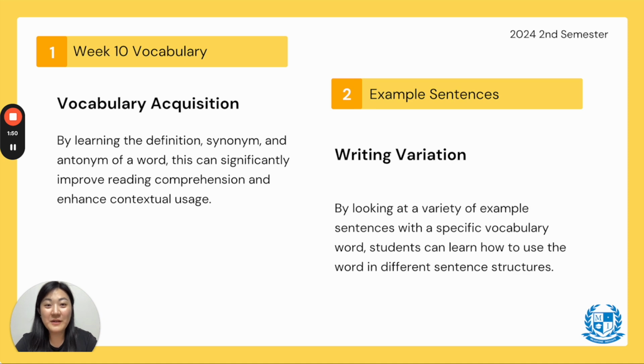Next, we're going over extra example sentences, and this is to help with your writing variation. By looking at a variety of example sentences with one specific vocabulary word, students can learn how to use the word in different sentence structures and make your writing a bit more interesting.